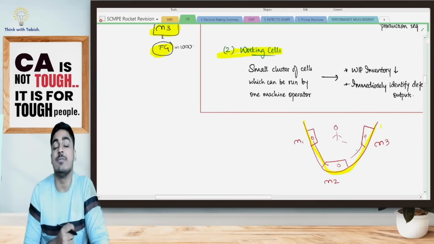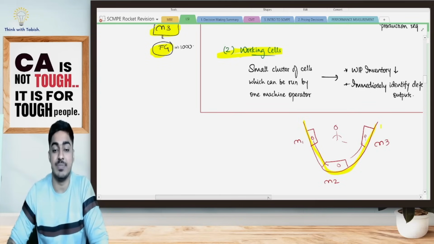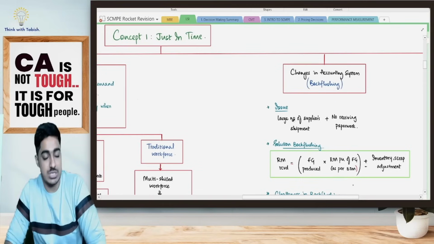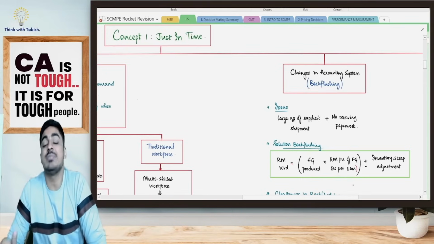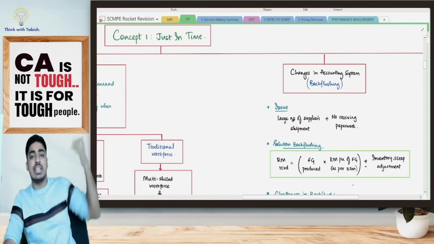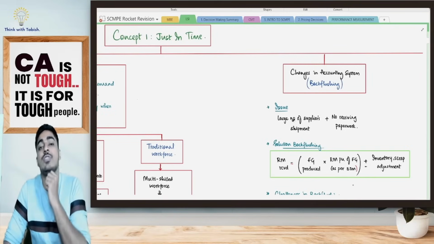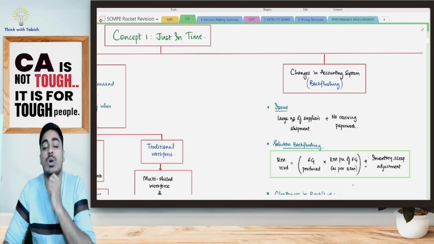Again, if there are any defects, they will be identified immediately. Is it clear, everyone? Yes. Now, along with that, one more issue was there. Yes, I had to bring changes in my accounting system because I am purchasing too much raw material. So tracking of the raw material became a challenge. So for that, what happened, students?